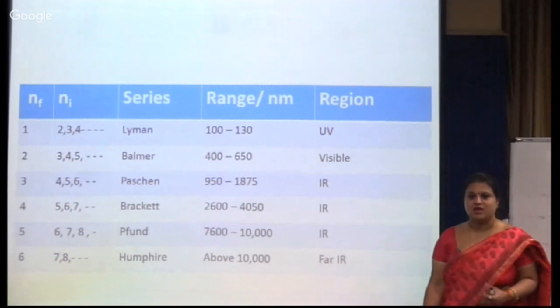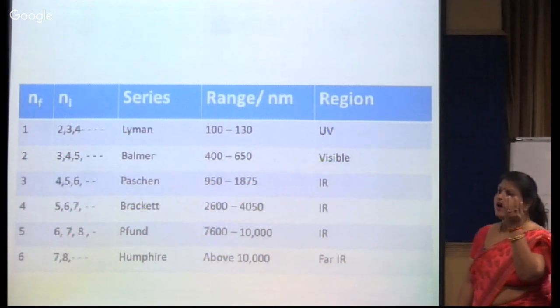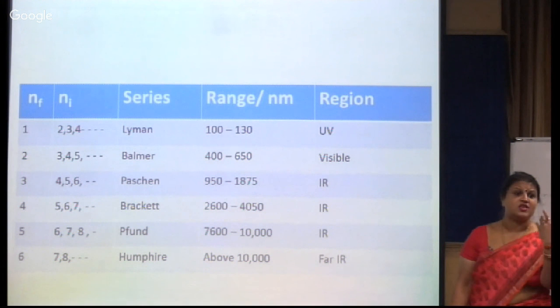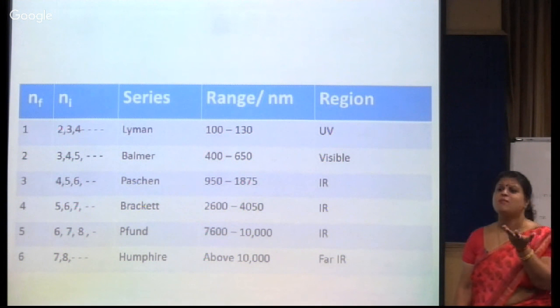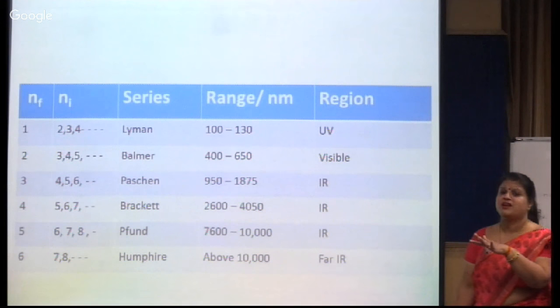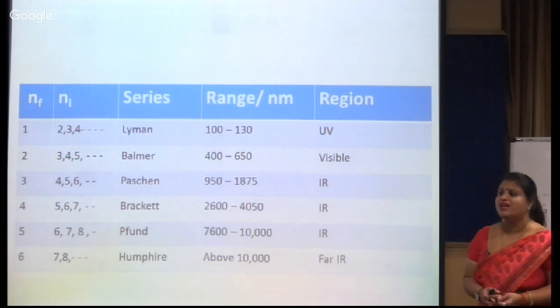than 10,000 nanometer. So even if we are able to know the range in which that transition is taking place, we'll get some idea about the type of the series, or we'll have some idea about the type of the energy levels that are being involved in the transition.